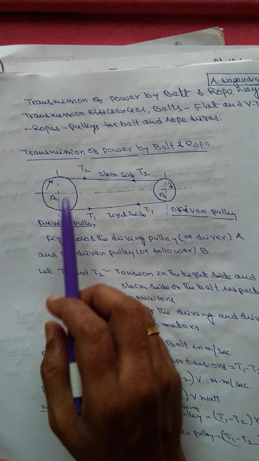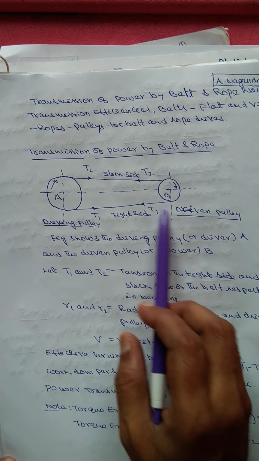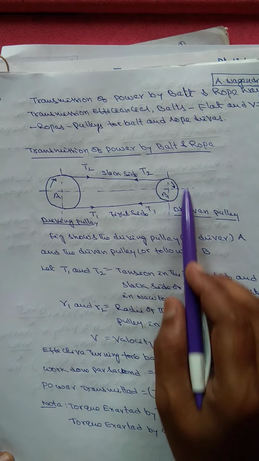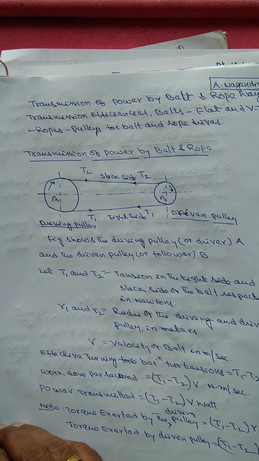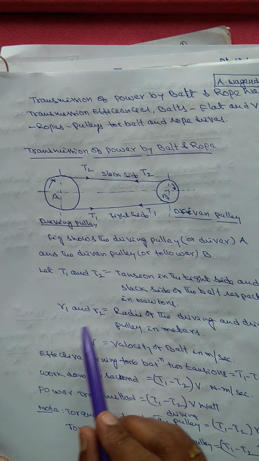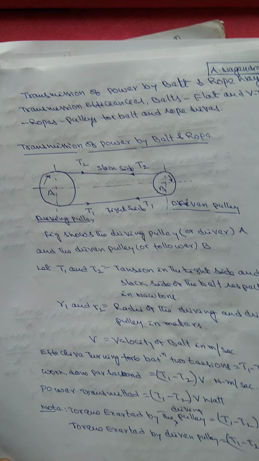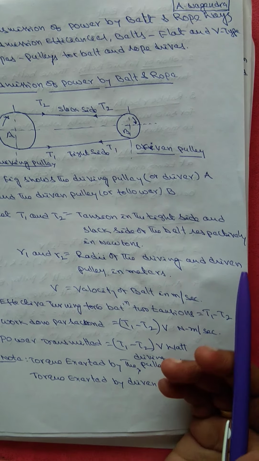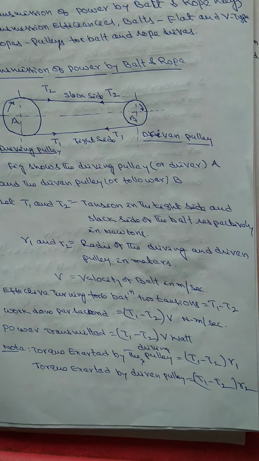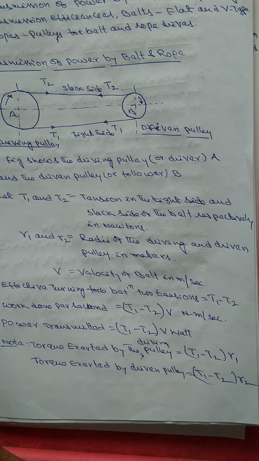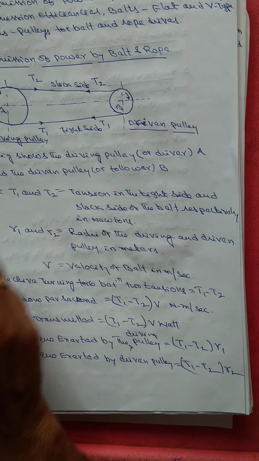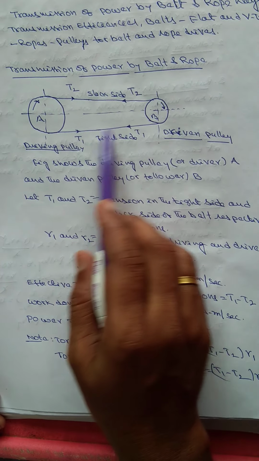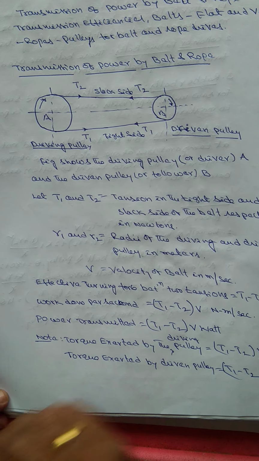See here, one pulley is there, another pulley is there. The bigger pulley we call the driving pulley, and the smaller pulley we call the driven pulley. Let us consider T1 and T2. T1 is the tension in the tight side and T2 is the tension in the slack side, in newtons. R1 and R2 are the radii of the driving and driven pulleys. Please see the diagram, then we can understand very easily.